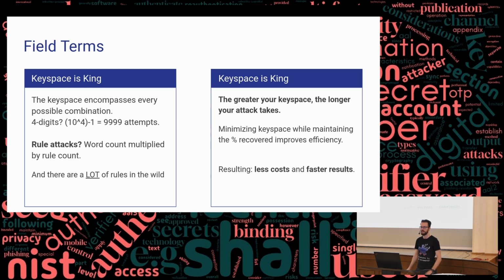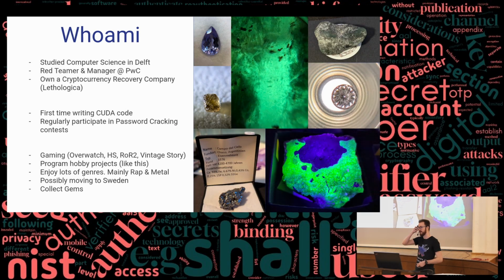So when it comes to attacking these passwords and password hashes, key space is kind of the king. Key space is every single possible combination that you can use or want to use. So for a PIN code, it could be 10 to the power of 4. It's 9,999 different attempts you have. And the larger your key space is, the more possibilities you have, the more computation you have to do. Therefore, the less you have, the better. But when you reduce, you also risk losing your results, your cracks. And there's a lot of data in the wild.